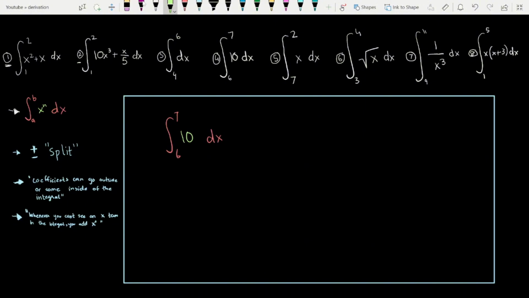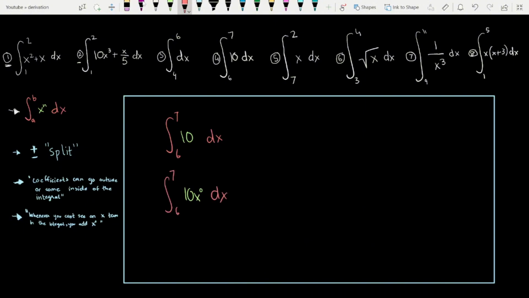So we have our fourth integral over here, and we can see that again we have an integral in which there is no x. And we just studied that whenever you don't have an x, you add an x term with a power 0. So that's what we're going to do. And so this thing is basically going to become this thing. I'm just going to write that real quick.